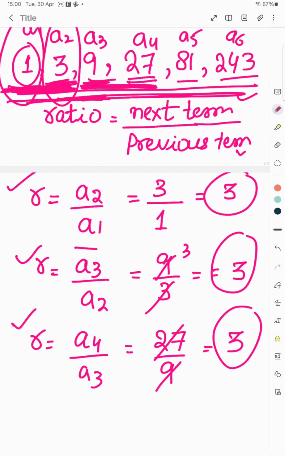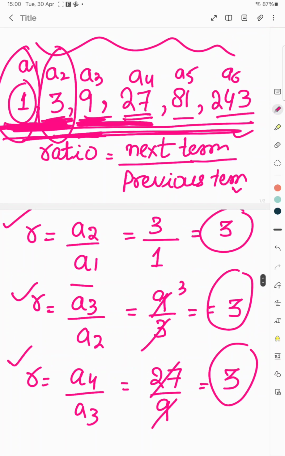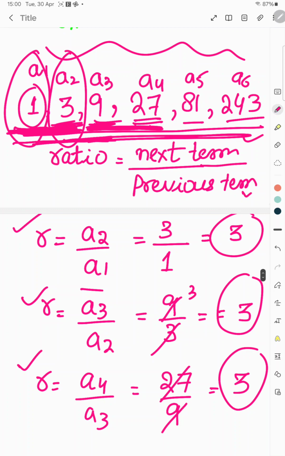Okay, students. Now, whenever the last term is missing, suppose a sequence is given and the last term is missing. Whenever any term is missing, we will use the formula which is called the nth term formula. The nth term formula is the key formula. You have to memorize it really well, because this formula is used in all questions and examples related to geometric progression.